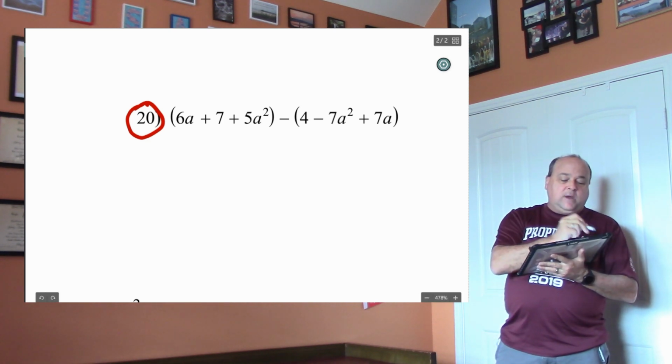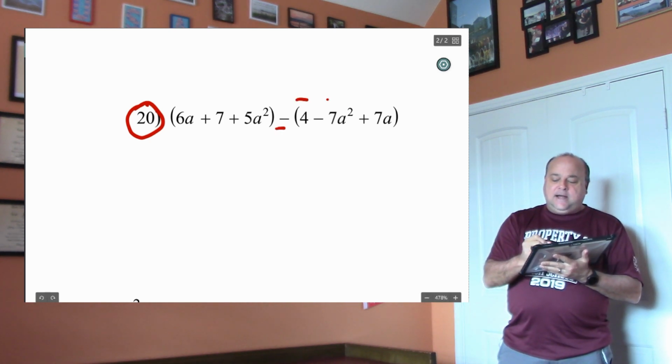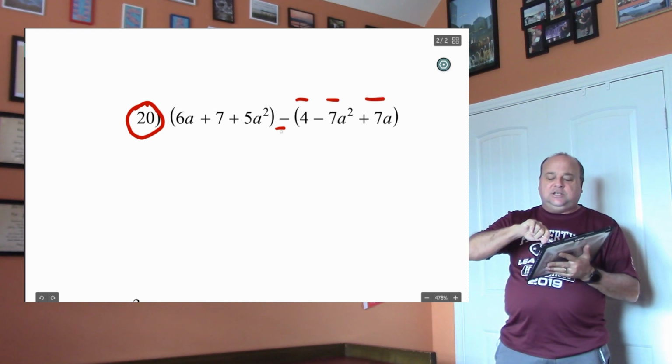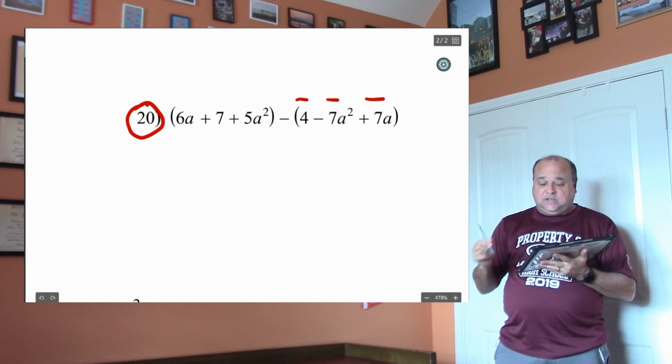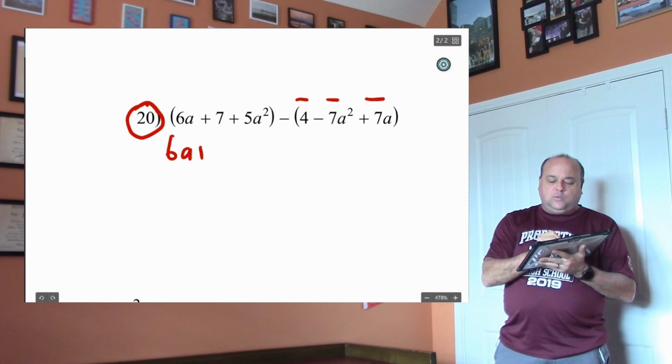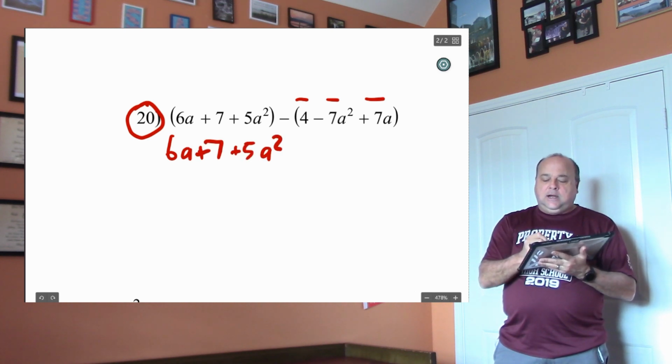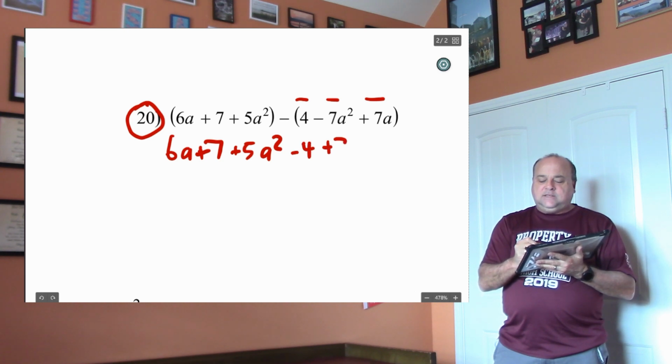Let's go through. Notice we have a negative right here. That negative is going to distribute and it's going to change the sign of the second parentheses. So the first parentheses won't change. Always rewrite the problem without parentheses. And then minus 4 plus 7a squared minus 7a.